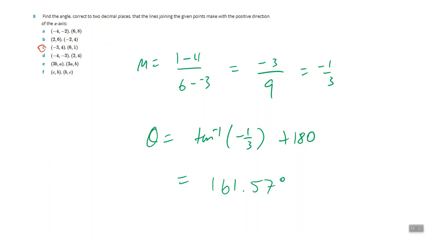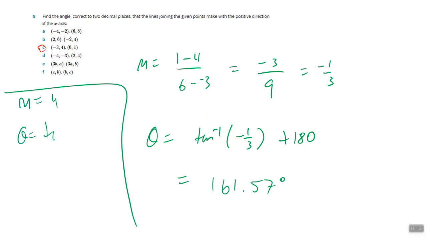With a positive gradient, no problems. Let's just say my gradient's 4. All you need to do is go inverse tan of 4 and you get your answer. But with negative gradients, like the -1, you have to add 180 to it to get the obtuse angle. So hopefully that helps.